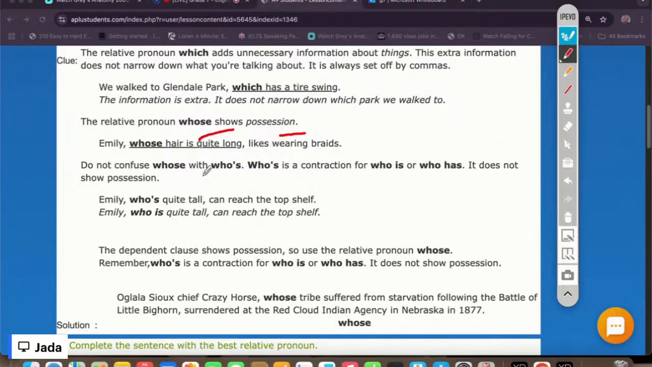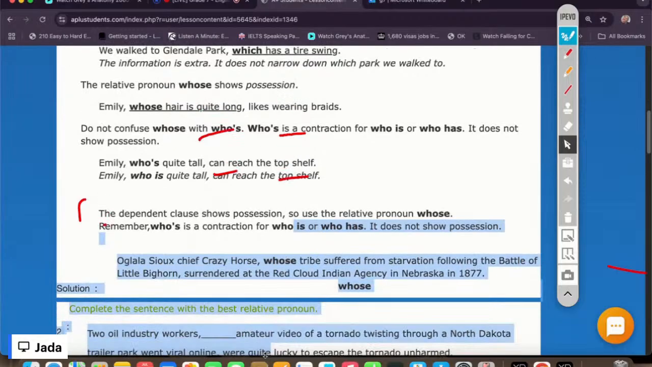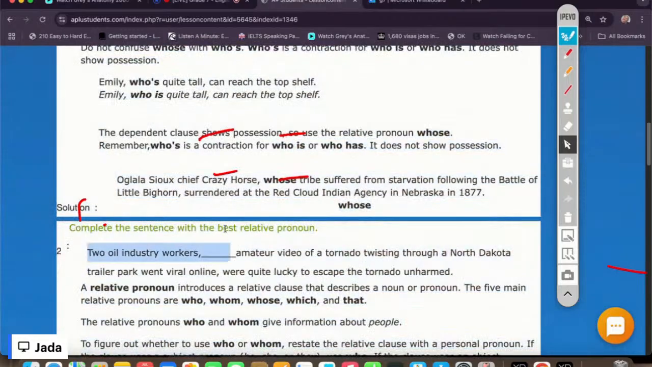So do not confuse whose with who's. Who's is the contraction for who is or who has. It does not show possession. So just like we have, Emily, who's quite tall, can reach the top shelf. Emily, who is quite tall, can reach it. Okay. So you have to note the different relative clauses. Okay. All right. Let's look at some examples.